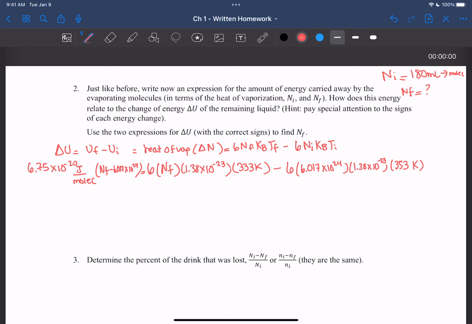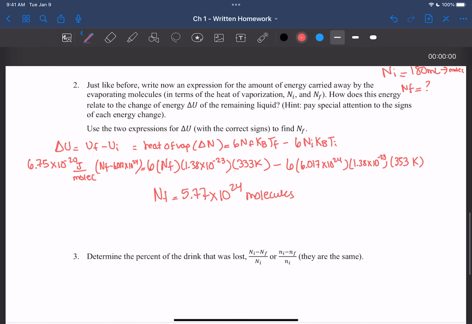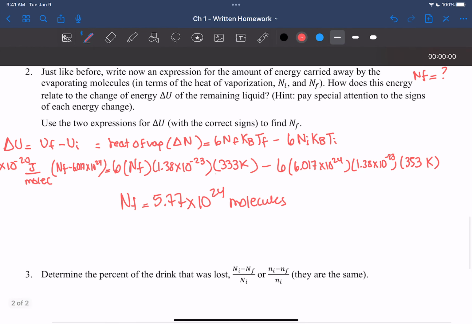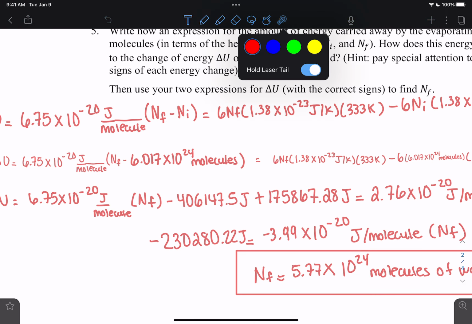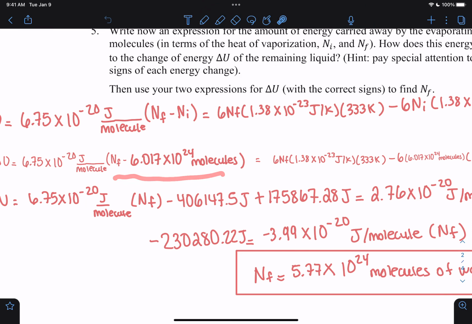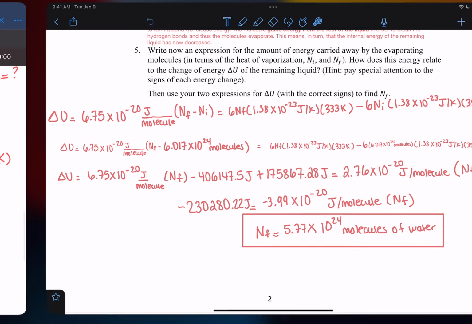And then it's just a matter of very ridiculous rearrangement of values there algebraically. In the end, I do believe you should get the same answer that I got, 5.77 times 10 to the 24 molecules as your NF, roughly around that range, once you solve for NF. I took NF minus this large number of initial molecules, and I did all of this stuff.